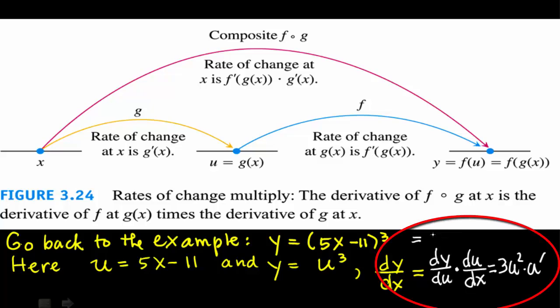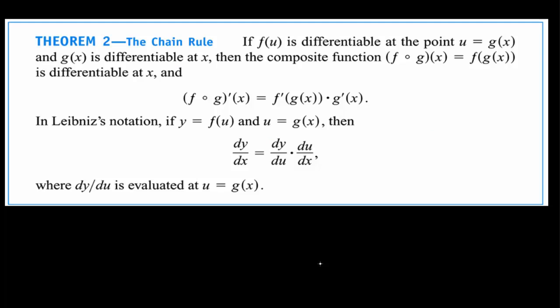I can write it up here so we have more room. It's going to be 3 times, what is u? 5x minus 11 squared. We use the power rule on the whole thing, multiplied by the derivative of the argument. What is u prime? It's 5. So in general, that's what happens when you take the derivative. You take the derivative of the outside function, then you multiply by the derivative of the inside function.